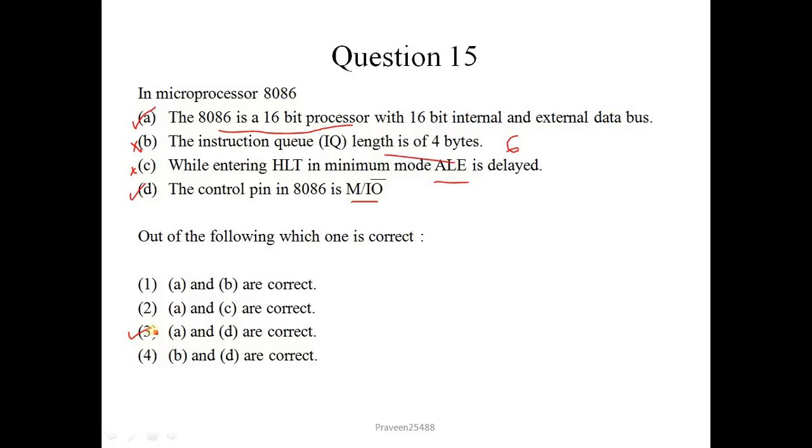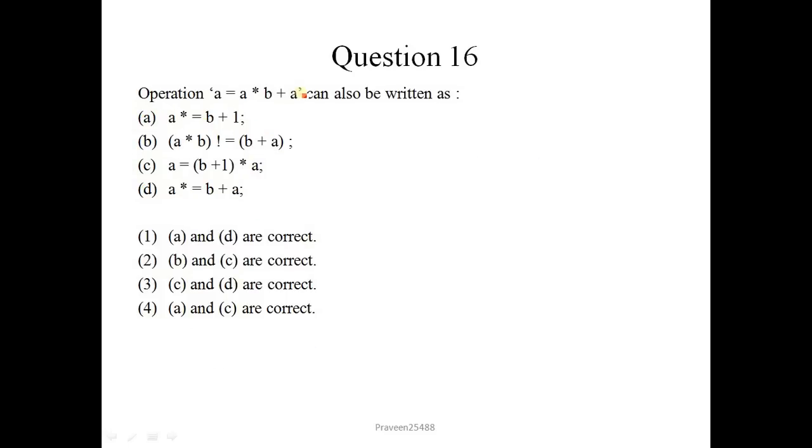Next question is question number 16. Operation A is equal to A into B plus A can also be written as. So the correct answer is C. It can also be written as A is equal to B plus 1 into A, by taking A common. And similarly we can write this also. Here is the operator A into is equal to B plus A. So the correct answer is C and D. Third one is the correct answer.